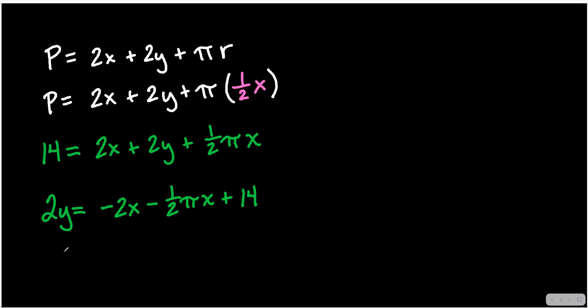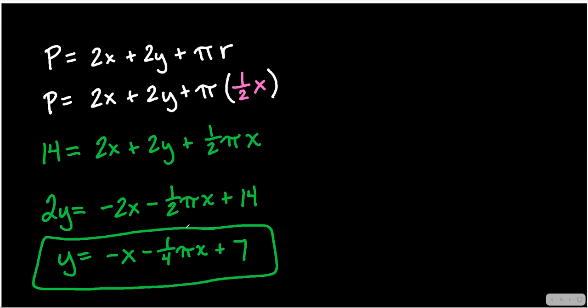Now I'm going to go ahead and divide everything by 2. So here I have negative x, negative 1/4 pi x plus 7. So I now have this sort of known value for y being isolated. I'll come back and deal with that again later. Now we're going to use this piece, though, to plug into our area formula and see if we can use that to find our first derivative.